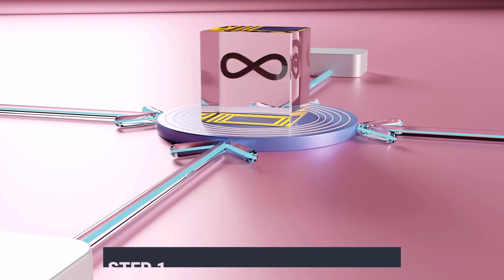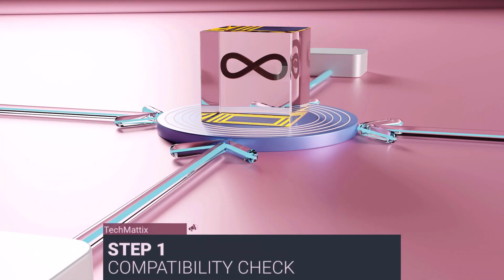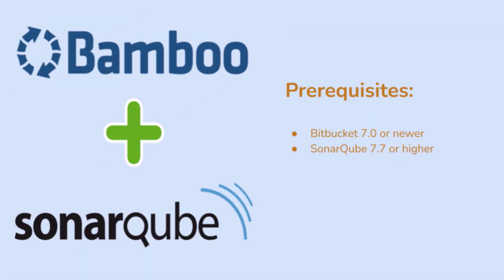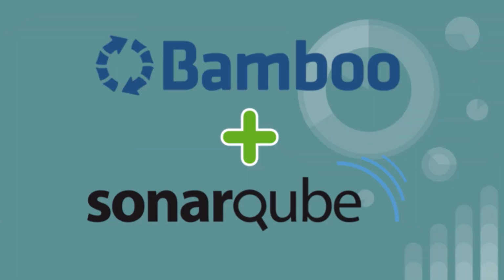Before we dive into connecting SonarQube and Bumbo, let's make sure your setup is good to go. Here's what you'll need. Got Bitbucket? Make sure it's running version 7.0 or newer. For SonarQube, aim for version 7.7 or higher. These are the basics for a smooth integration between SonarQube and Bumbo. Just check your Bitbucket and SonarQube versions to ensure they match up. Once you've got that sorted, we'll be ready to roll.